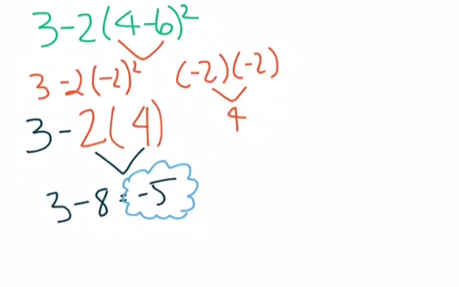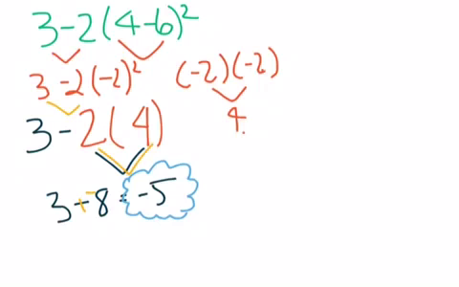Okay, if you got -5 on this problem, you did it correctly. So we do our parentheses first, so 4 minus 6 is -2. Then you have 3, you bring this down right here: 3 minus 2 in parentheses, -2 squared. We do the exponent first, -2 times -2 is 4. So again, bring this down again. We have 3 minus 2 times 4. We do our multiplication first, and I got a -8. So 3 plus a -8 is going to be -5. Okay? So this is just a simpler numerical expression.